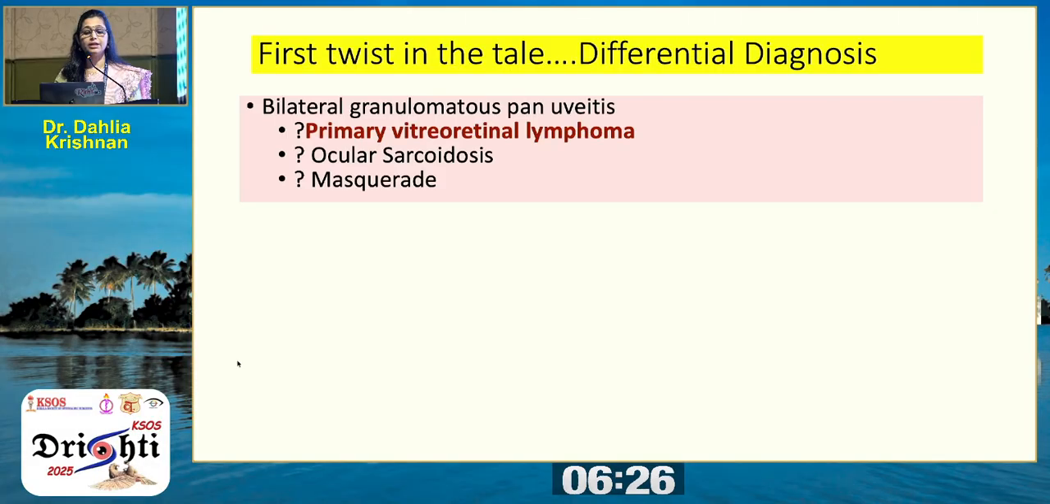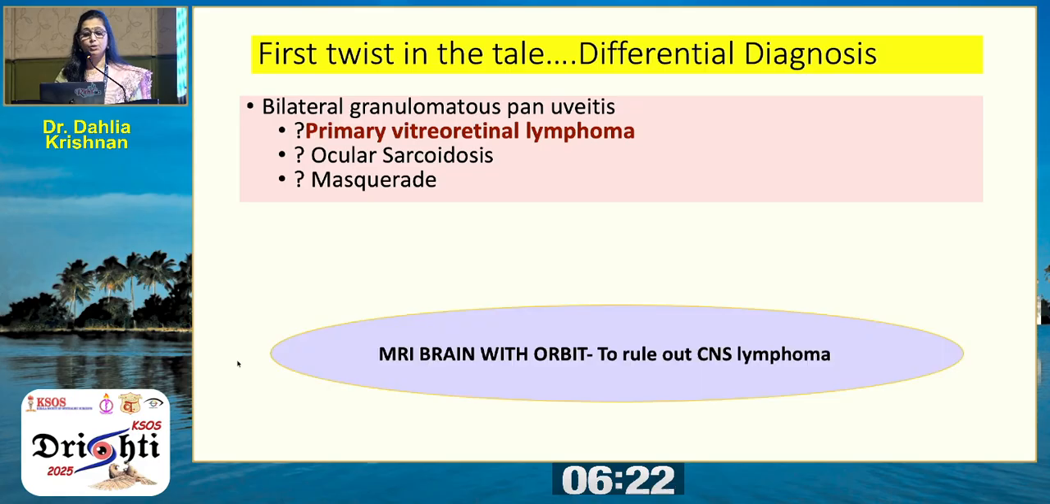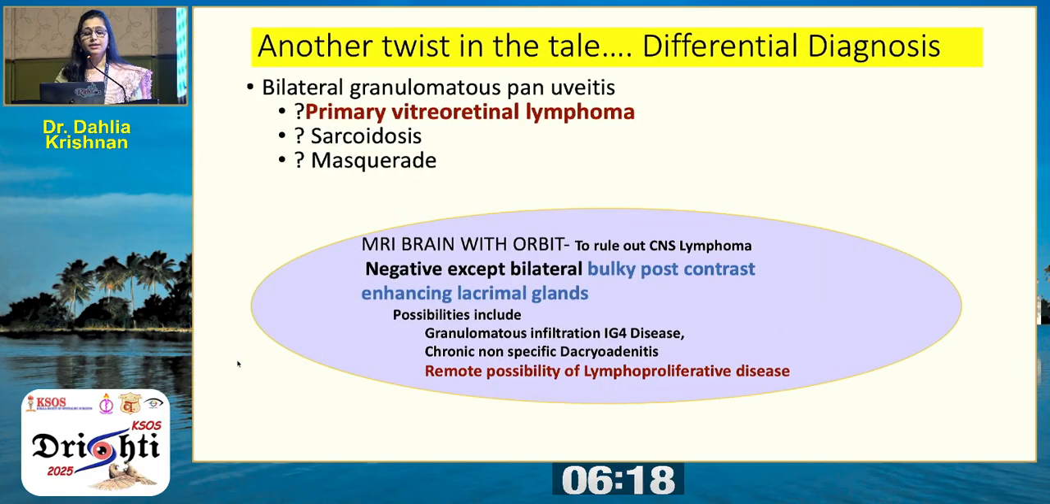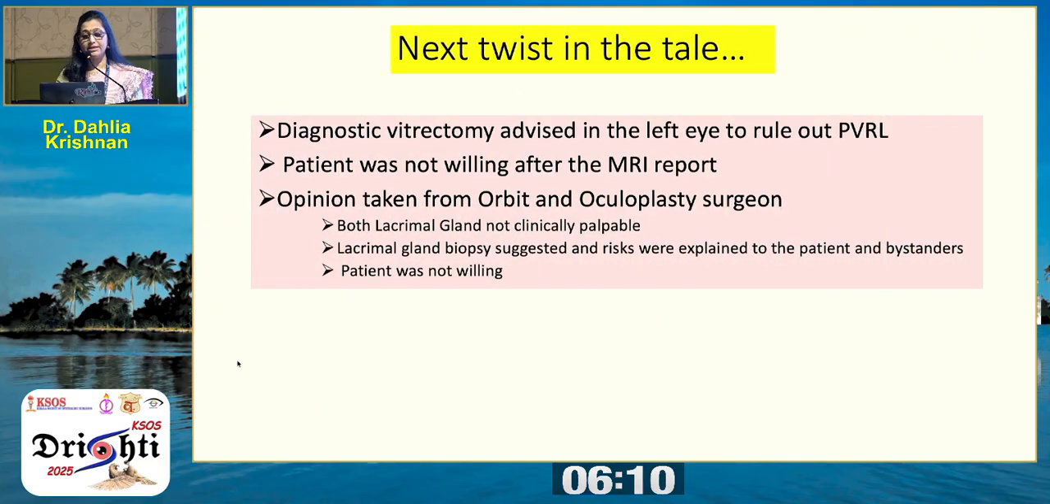Now we were thinking of primary vitreoretinal lymphoma as the first differential diagnosis. So we ordered MRI brain with orbit to rule out CNS lymphoma. The report came negative with just bulky lacrimal glands, and in fact, they put a comment that there is a remote possibility of lymphoproliferative disease. We advised a diagnostic vitrectomy, but the patient was not willing because of the MRI report. We took an orbit opinion, but the lacrimal gland was not palpable. Even after the risk was explained, the patient was not willing.